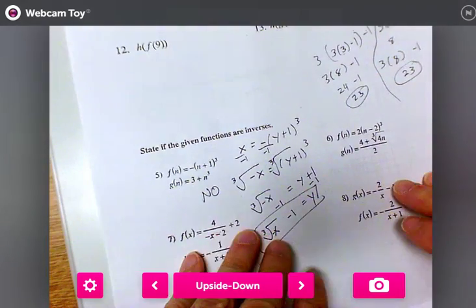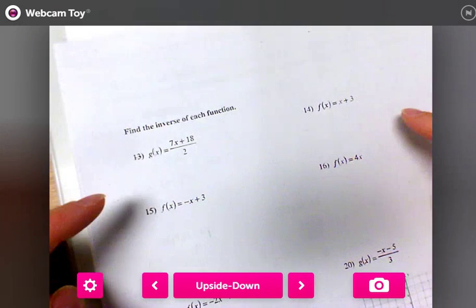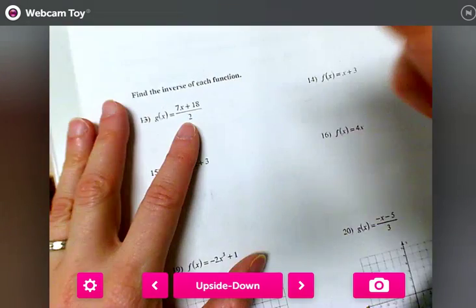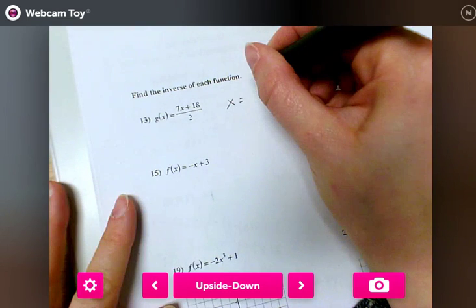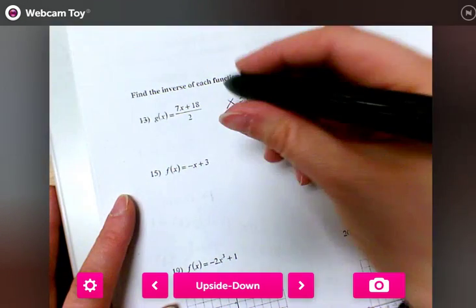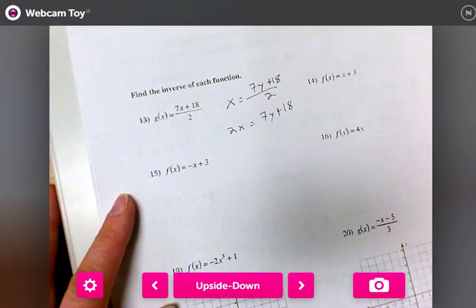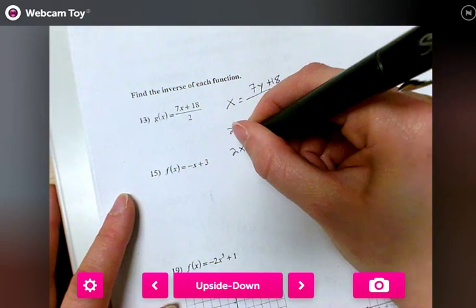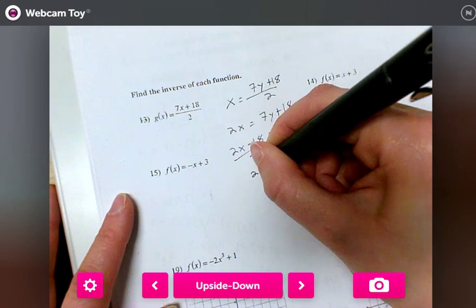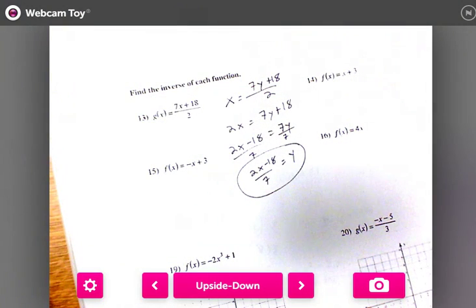Okay. All right. These are exactly the same. Which one do you want to do? 13, 14, 15, or 16? Let's do 13. We've got x equals 7y plus 18 over 2. I'm going to multiply both sides by 2. 2x equals 7y plus 18. Then you're going to subtract 18. Good. So 2x minus 18 equals 7y. Then I'm going to divide by 7. So I get 2x minus 18 over 7 equals y. That's my inverse. Okay? All right.